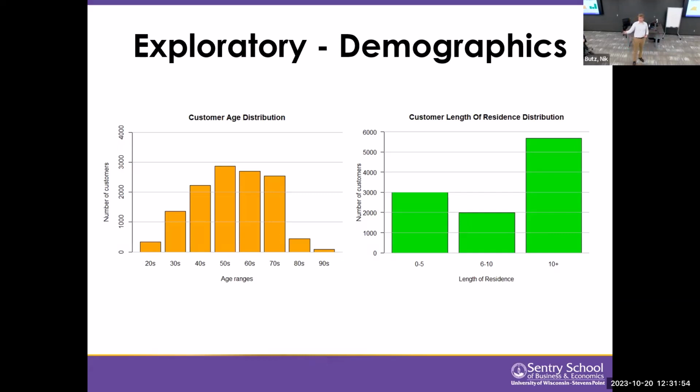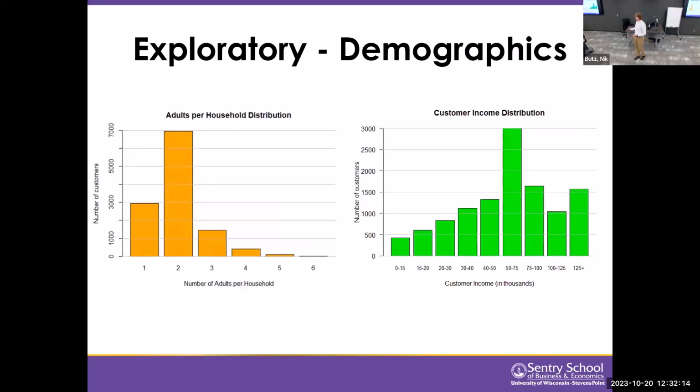Now the length of residence on the right. As you can see, most of our customers have either lived in their home for a very long time or they're newly moved. And I believe that makes a lot of sense to me. A lot of the customers in the rural area probably have had their houses or farms or family areas for a very long time and passed them down. So as we can see, that one is the most common.